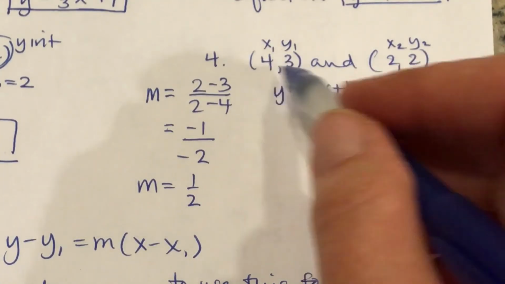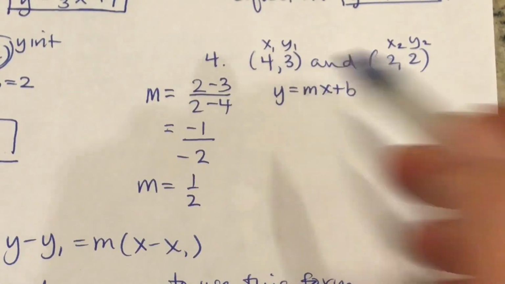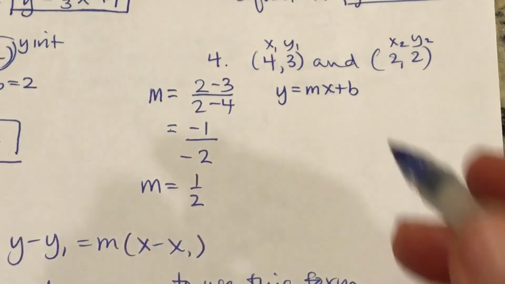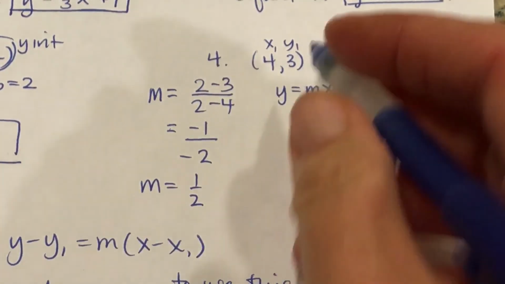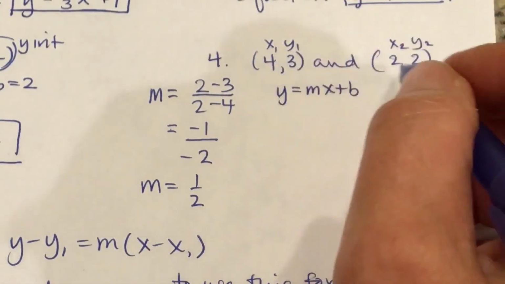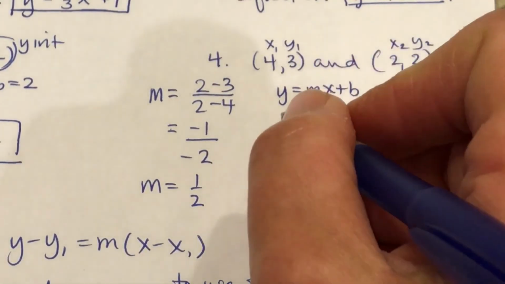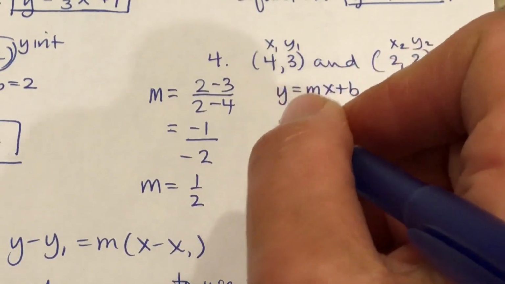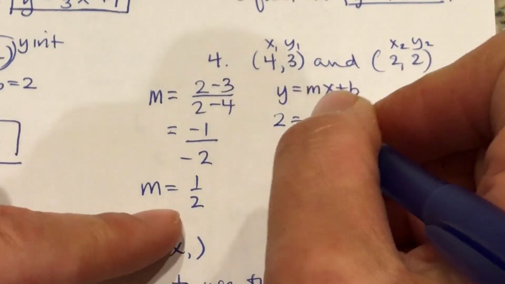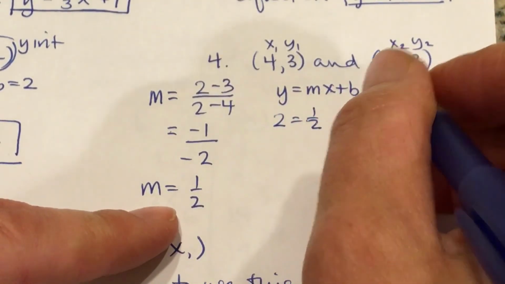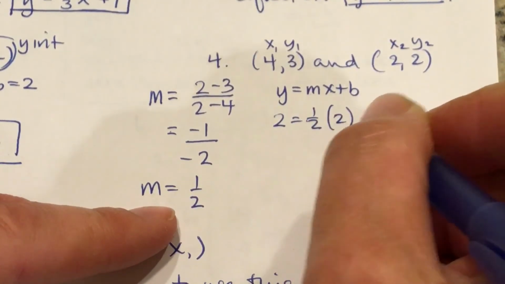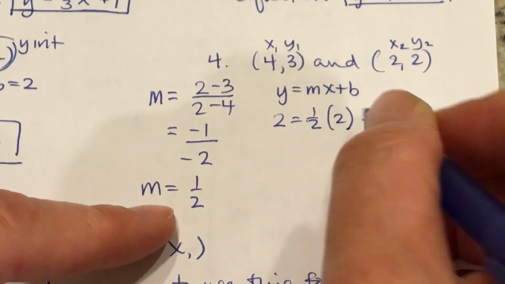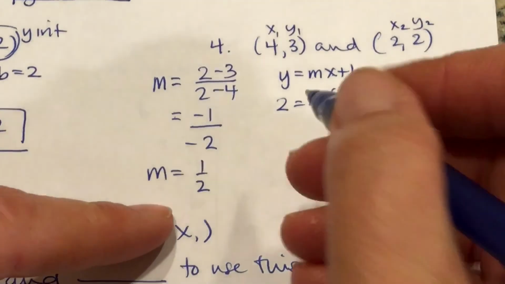And can't I use one of these points, either one, for my x and my y? The answer is yes, and I'm going to do that so that I can find b. Let me show you what I mean. Pick one of these 2 points. I'm going to pick 2, 2 because the numbers are smaller, so the y value is a 2. M is a 1/2. X is another 2 plus b. I do not know b. That is what I'm trying to find.